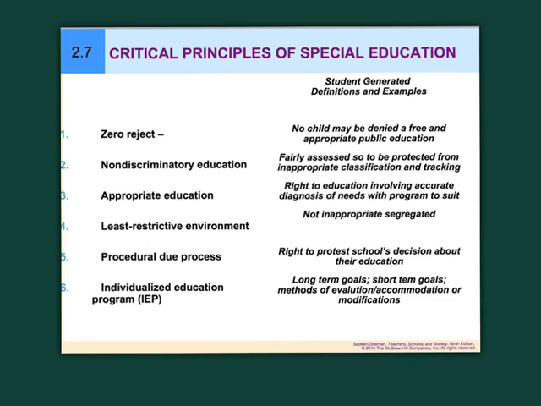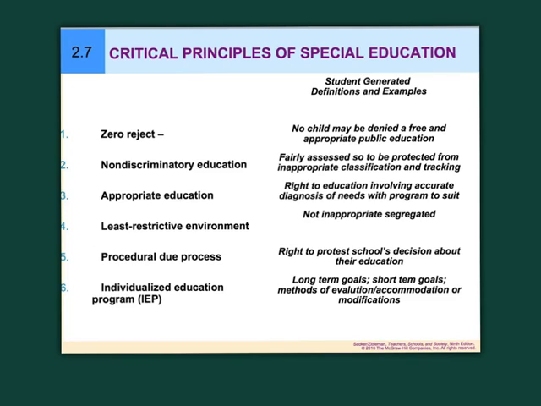And then we move on to special education. Okay, we talked about gifted and talented, which is kind of one end of exceptionalities, and then special needs students. And this brings in IDEA, which is the federal laws governing how students with special needs are treated. So, zero reject, that means that no child may be denied a free and appropriate public education, no matter what. Non-discriminatory education, fairly assessed so as to be protected from inappropriate classification and tracking. Appropriate education, right to education involving accurate diagnosis of needs with a program to suit.